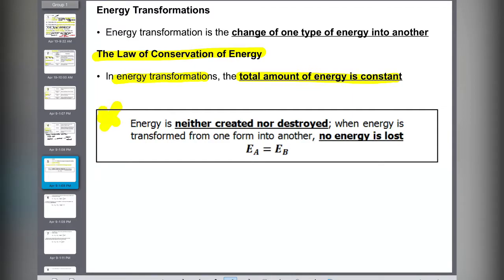So this is an important law in physics: the law of conservation of energy. Energy is neither created nor destroyed. It is transformed from one form into another, and no energy is ever lost. That's why we say EA equals EB. This is important. This is something that you would write and get 1 mark on every single question that involves the law of conservation of energy.